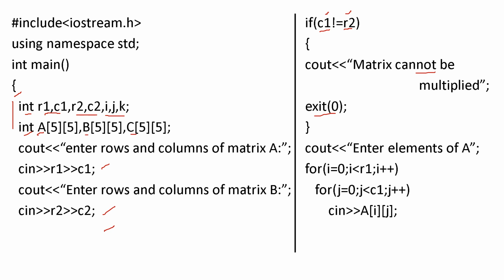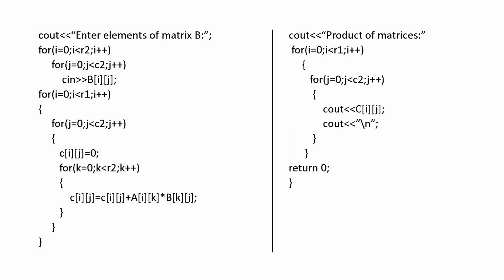So cout "enter the elements of A", using a for loop, read the values for A. Now read the values for B. Following are the steps with which we are doing multiplication. For I is equal to 0, I less than R1, I plus plus. For J is equal to 0, J less than C2, J plus plus. Here we are initializing C of ij, and here comes the third for loop. For K is equal to 0, K less than R2, K plus plus.